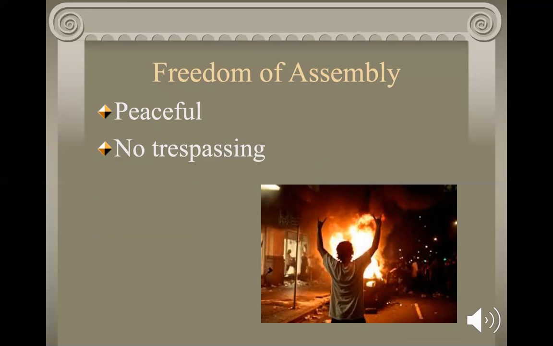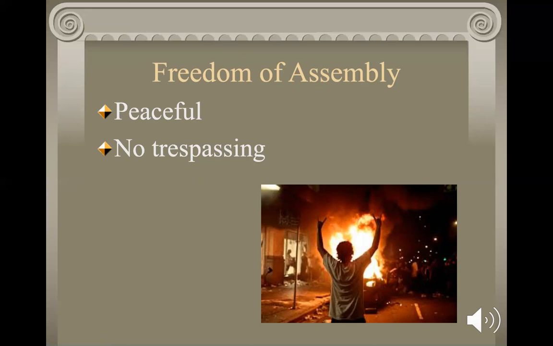So assembly has to be peaceful. If it is not, you can be charged and prosecuted for any crimes that are committed during assembly. Something important though to understand as well is that hate speech is actually protected as long as there is no violence. So when you're looking at freedom of speech and freedom to assemble, again, hate speech is protected as long as there's no violence.